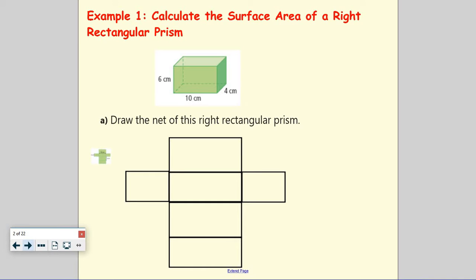So example 1 is to calculate the surface area of a right rectangular prism. The first part is to draw the net of this right rectangular prism. As you can see, we folded it out. There are 6 sides. These two are the front and back, and then we have 1, 2, 3, 4 sides right here. So that's the front, the back, and the 4 sides.